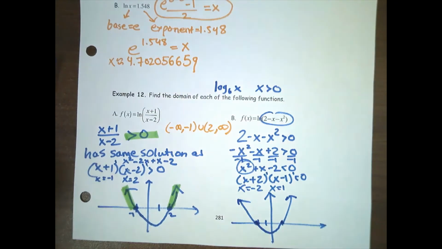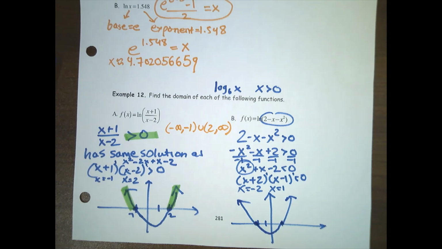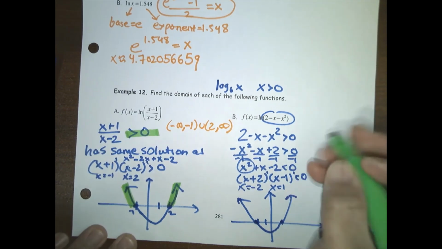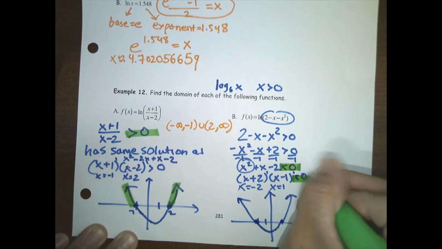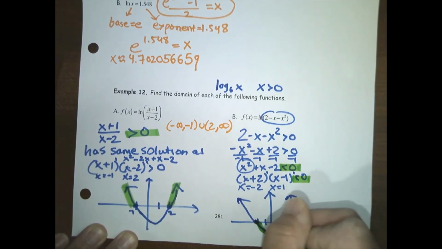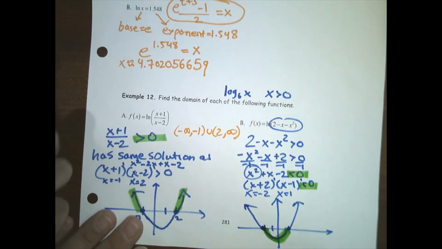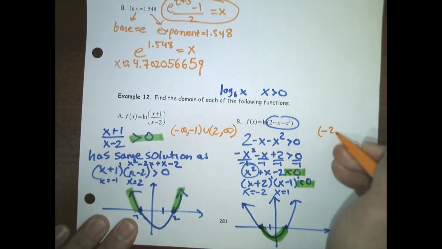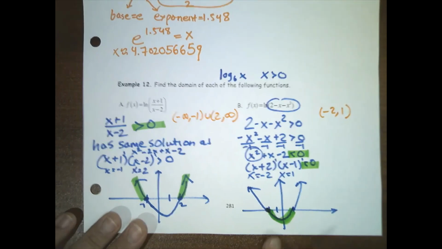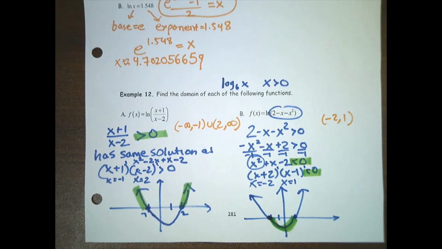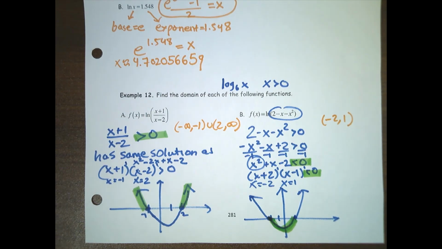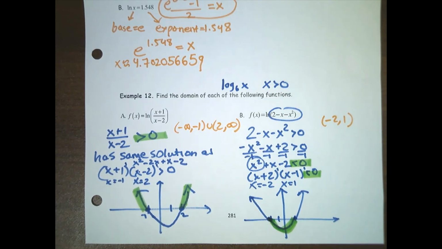So now I want to know where the graph of this is actually less than 0. So right here between negative 2 and 1. So the domain is going to be negative 2 to 1. So why were we doing all of this inequality business earlier in the semester? Because we needed it to find the domain of these logarithmic functions. So that's definitely one application.